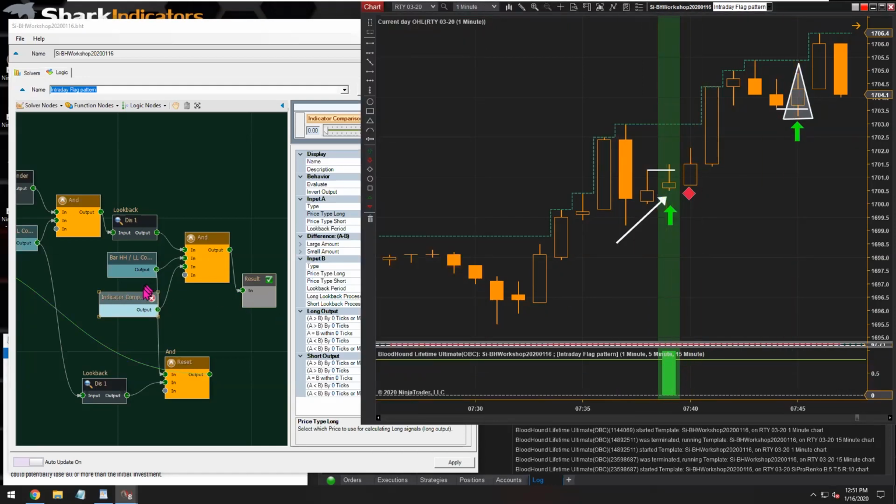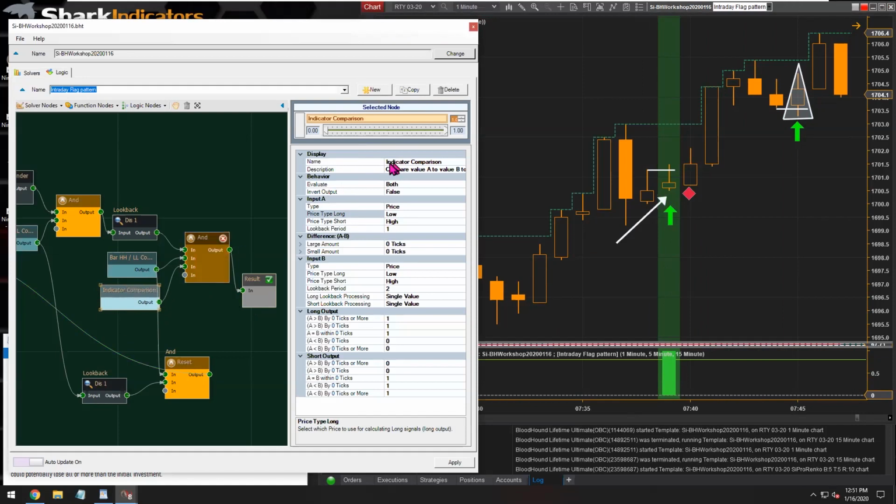So, let's give this a name here. This is bar higher low or lower high, or equal: a higher or equal low, or a lower or equal high. There, I'll just switch these around a little bit.